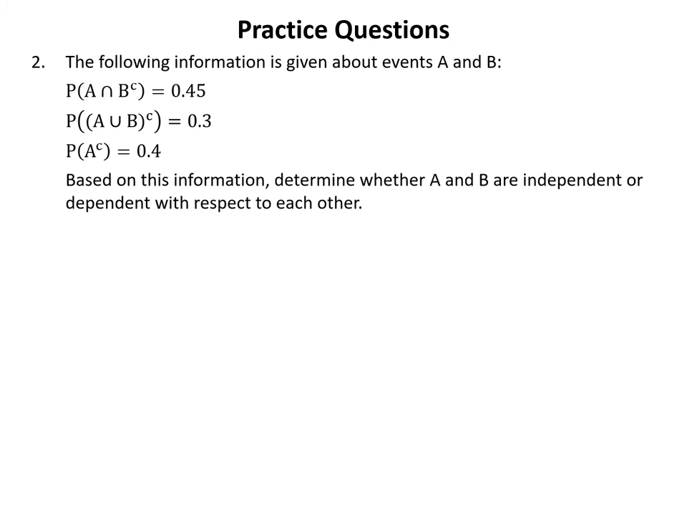Question 2. The following information is given about events A and B. First, the probability of A intersect B complement equals 0.45. Next, the probability of the complement of A union B is equal to 0.3. And finally, the probability of A complement equals 0.4. Based on this information, we're asked to determine whether A and B are independent or dependent with respect to each other.